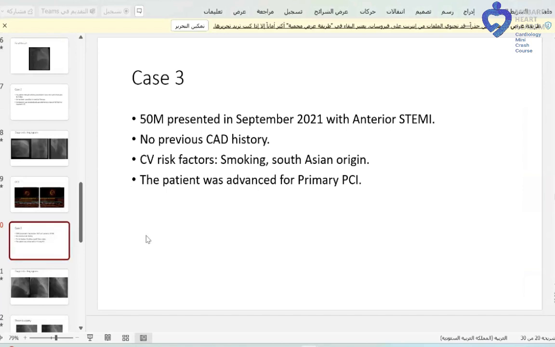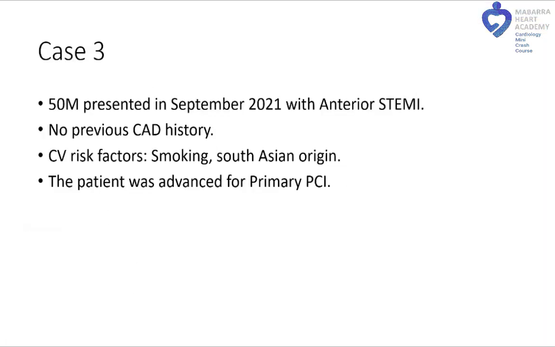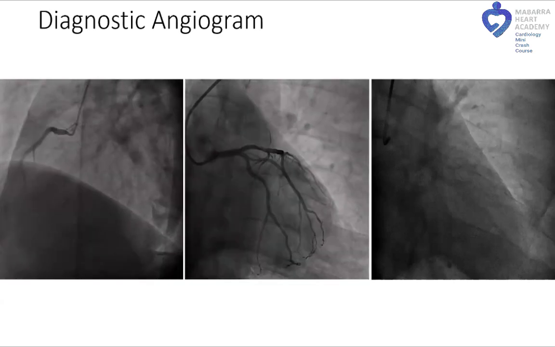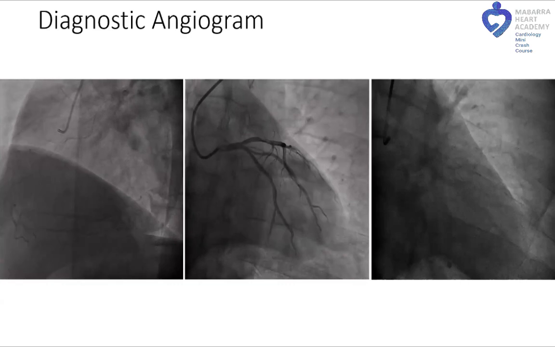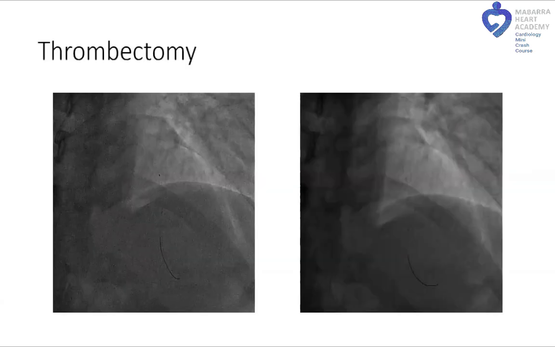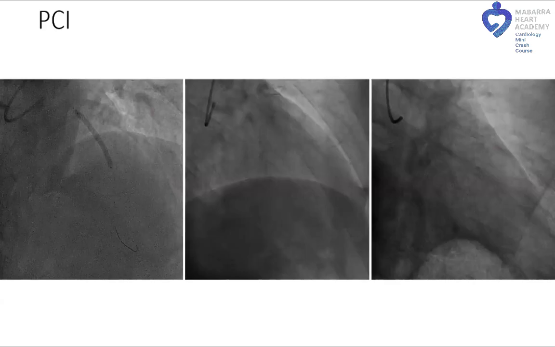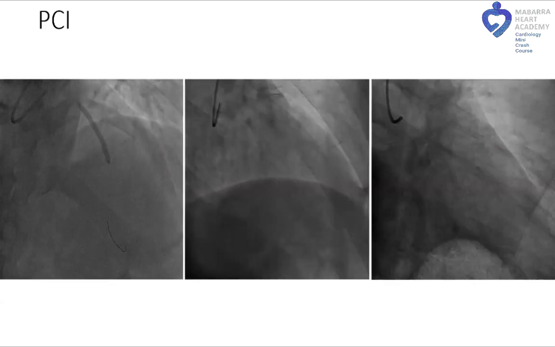This is a final case if you guys are still interested. We can just go through it quickly. But this is a 50-year-old gentleman who came in with chest pain, anterior STEMI. He had all the typical risk factors. He went for primary PCI. RCA was fine. He had disease in the LAD, which appeared like a thrombus. So we proceeded with thrombectomy, and then we did primary PCI.